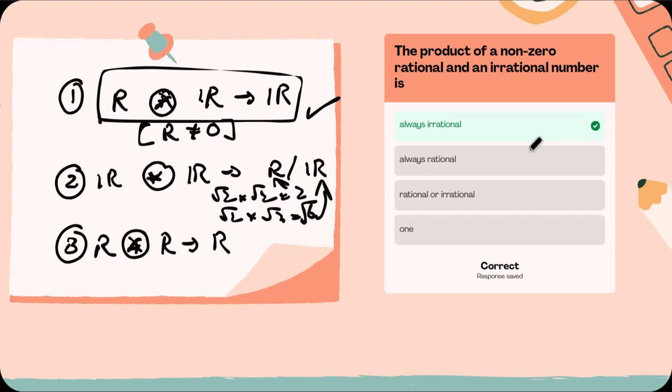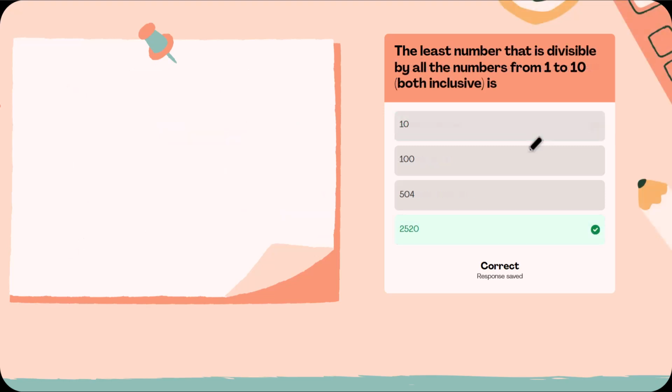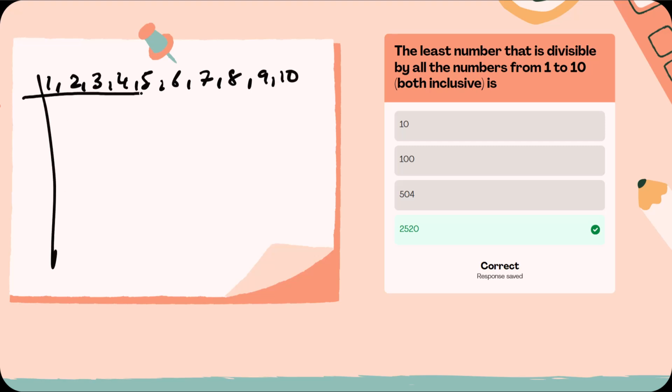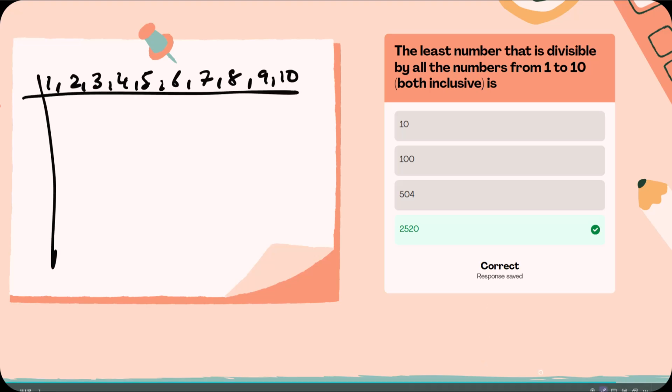The least number that is divisible by all the numbers from 1 to 10, both inclusive. So what happens? You just have to do the LCM of all these numbers, right? So you have 1, 2, 3, 4, 5, 6, 7, 8, 9, 10. So take these numbers. You just have to do the LCM of these numbers. You can do the long method, but what I would suggest is try to understand from here itself.